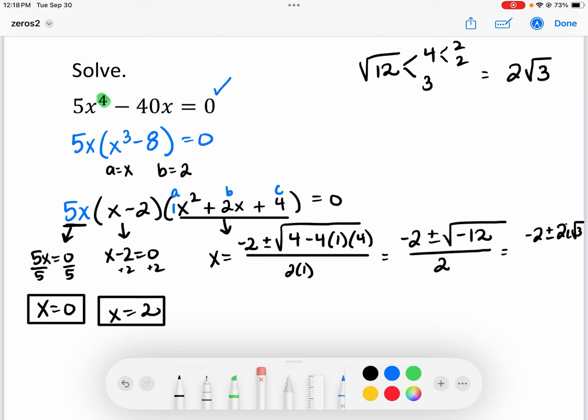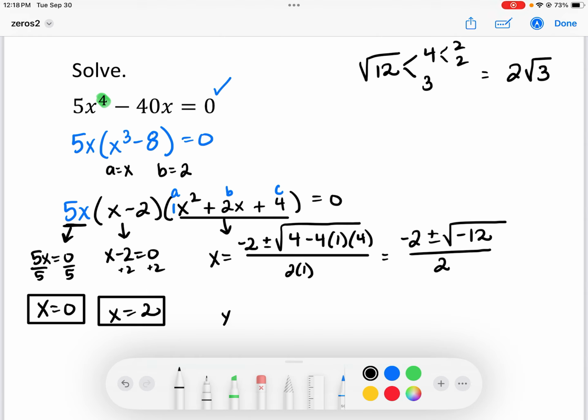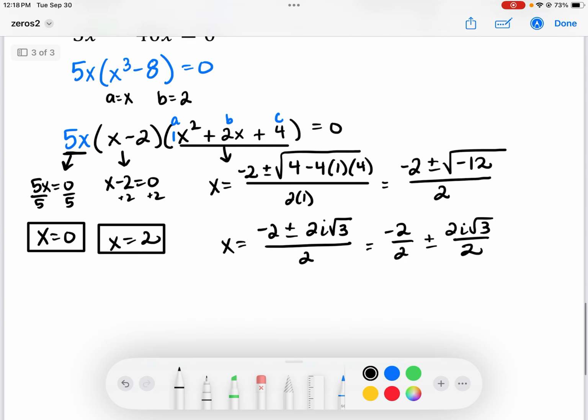I have run out of room, so I'm going to move that over here. So we've got x equals negative 2 plus or minus 2i root 3. All of that's over 2. Last step is I'm going to divide each term by that 2. I'm going to split it up so you can see why I'm doing what I'm doing. So negative 2 divided by 2 is negative 1. And then 2i root 3 over 2 is i root 3. And those are your last 2 solutions for x.